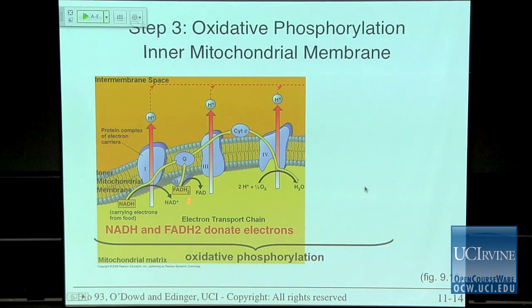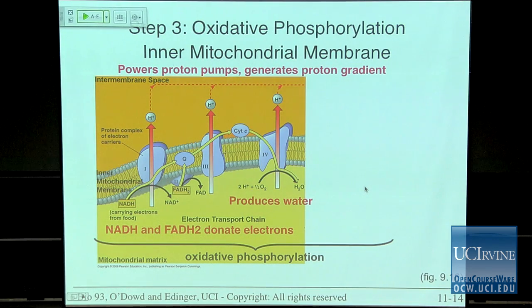FADH2 actually contributes here. Its electron goes into this protein complex, then goes into the lipid that then is moved down the chain. Same process though, the electrons are going down to lower energy states at each site, and the energy that is being harvested is used to pump hydrogen ions. So these are powering the proton pumps, and this generates a proton gradient, and we form water. But we still haven't formed ATP.